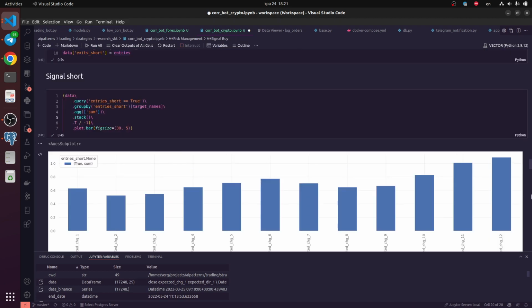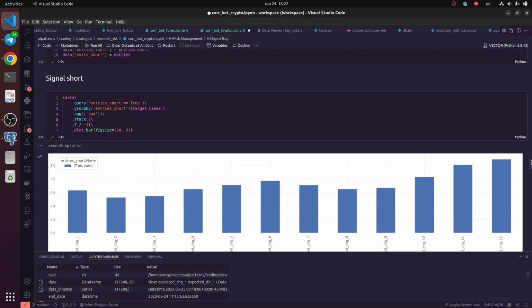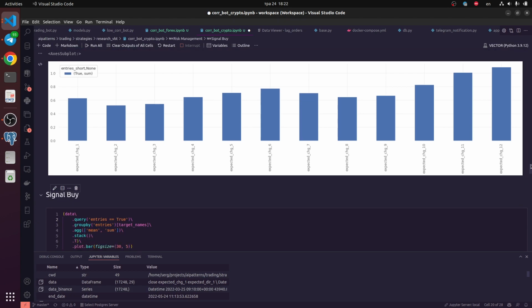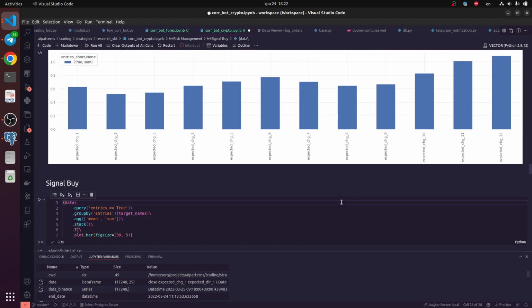Let's do it. Okay, it's a very interesting situation. If you hold a position 1 bar, it's profitable. 2 bars, it's not profitable. It means profitable but at a minimum, but the maximum profit we achieve when we hold a position 12 bars. Okay, next one, for the buy signal we should do the same, but for entries true, and group by entries.